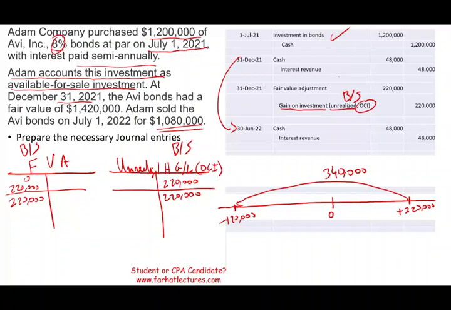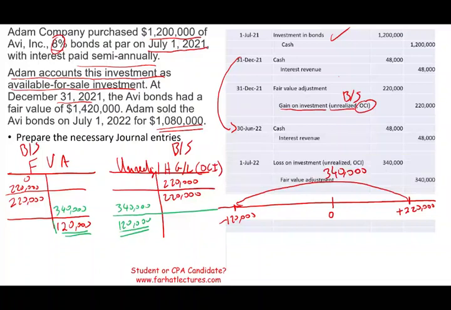What does that mean? It means we have to make an adjustment. In other words, I have to have in my fair value a balance of $120,000, because now I'm at a loss of 120. So what's my adjusting entry? I'm going to have to credit fair value adjustment 340,000 and debit unrealized holding gain/loss, 340,000. As a result, my balance in fair value is 120, and my balance in the unrealized loss is 120. And this is exactly what I have the minute before I sell this investment. So the entry is debit loss on investment and credit fair value adjustment. And now I still have a balance, 120 and 120 in each one of them.